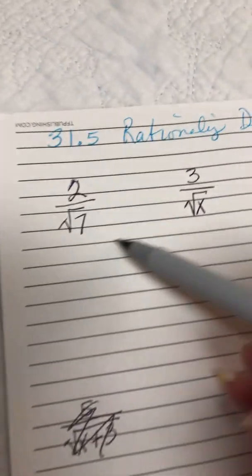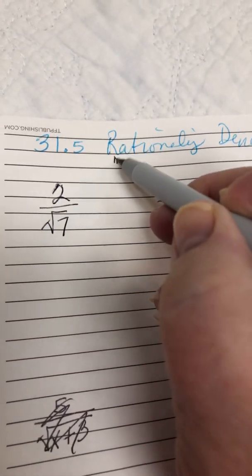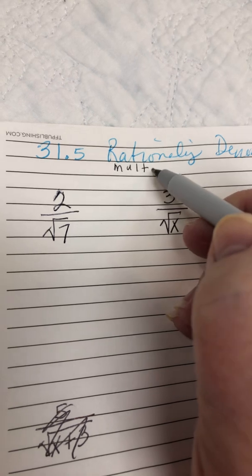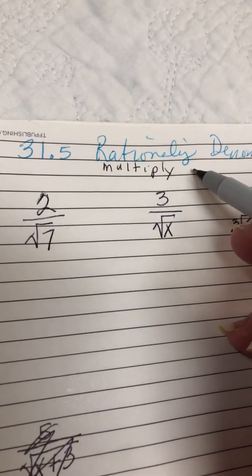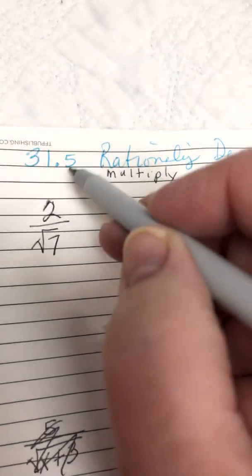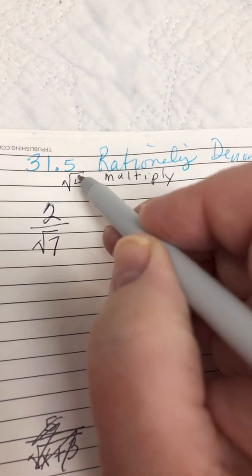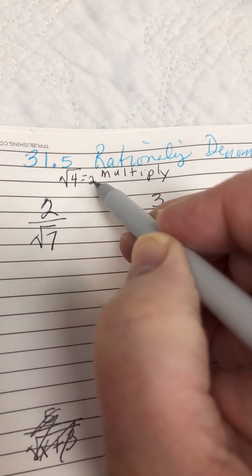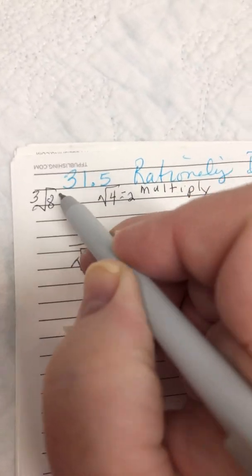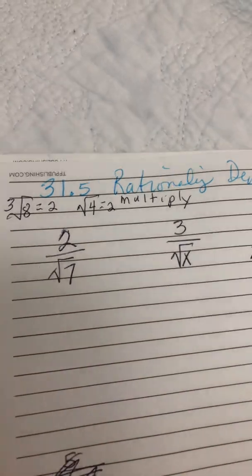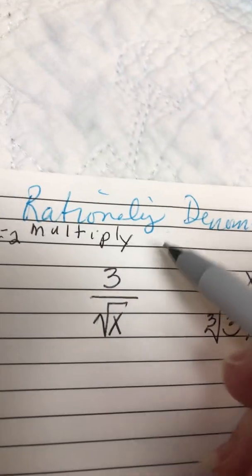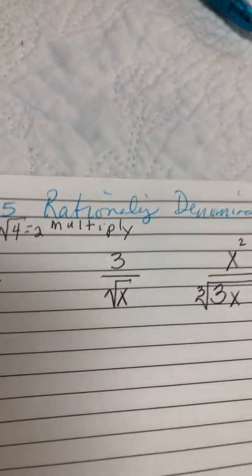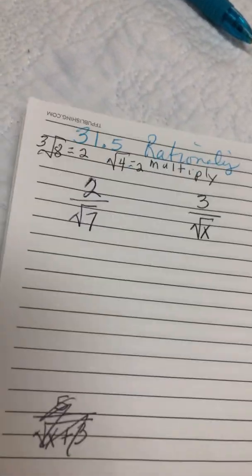And so what we're going to do is we're going to multiply the denominator by something that would allow us to solve the radical. Like, you can solve what is the square root of 4. That's 2. Or what's the cube root of 8 is 2. So you can find an answer of a whole number. And so we want to multiply to make them into something that can be solved.